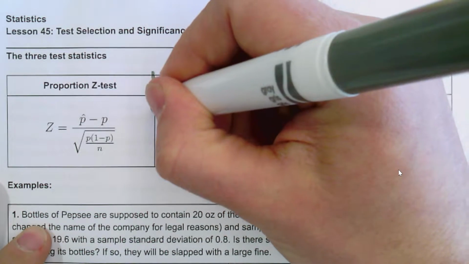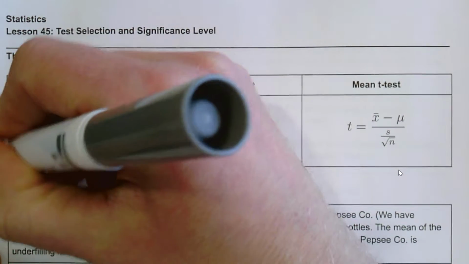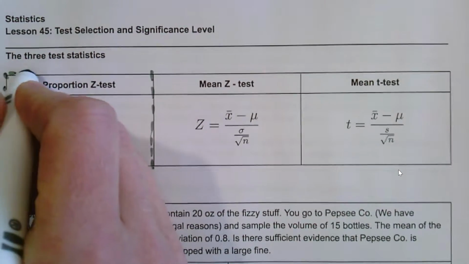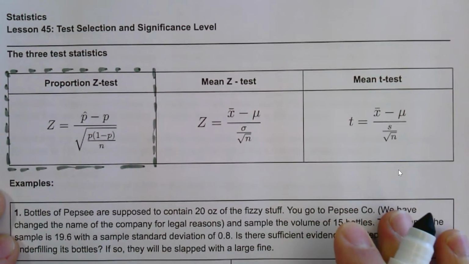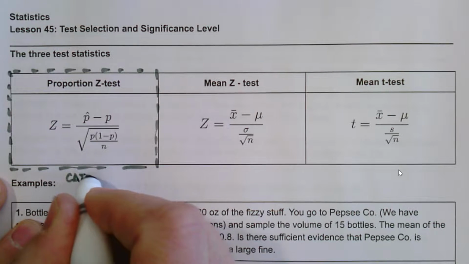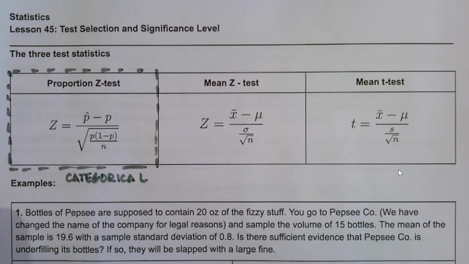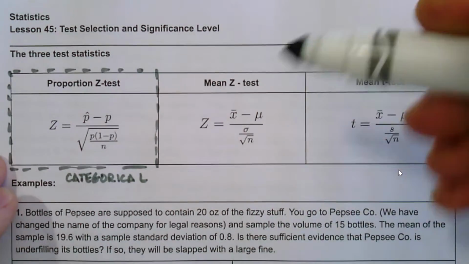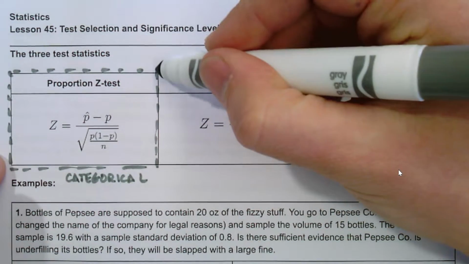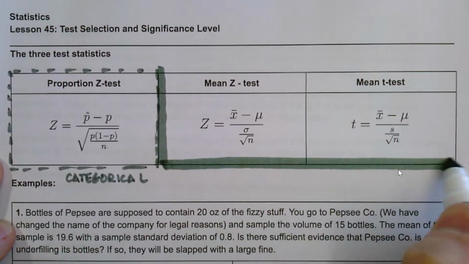The first one is for a proportion test. The way that you're going to know that you're using a proportion test is that it's for categorical data. So the data will fall into categories, yes, no, male, female, that sort of thing. Those will be pretty easy to see. The other two tests are a little trickier.